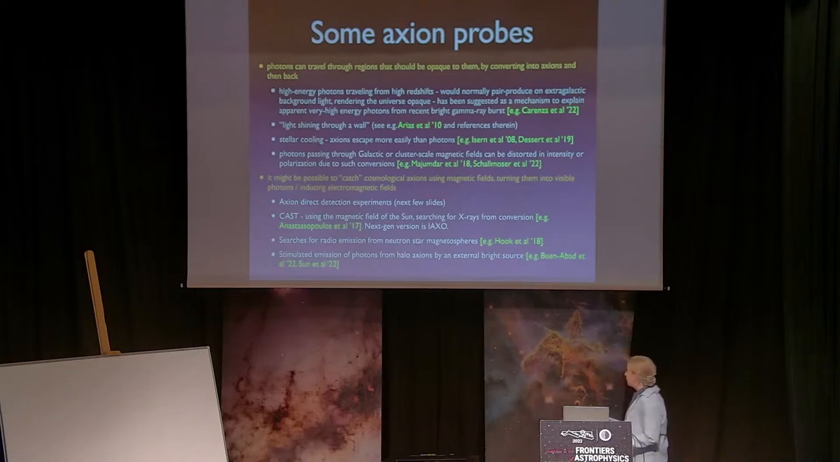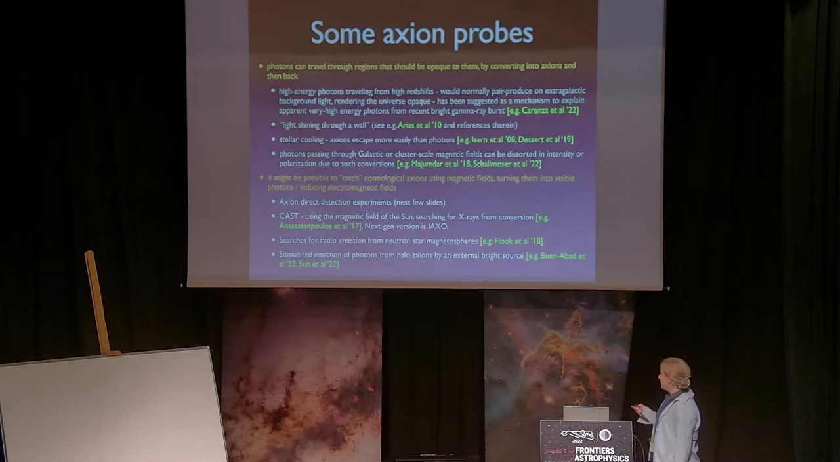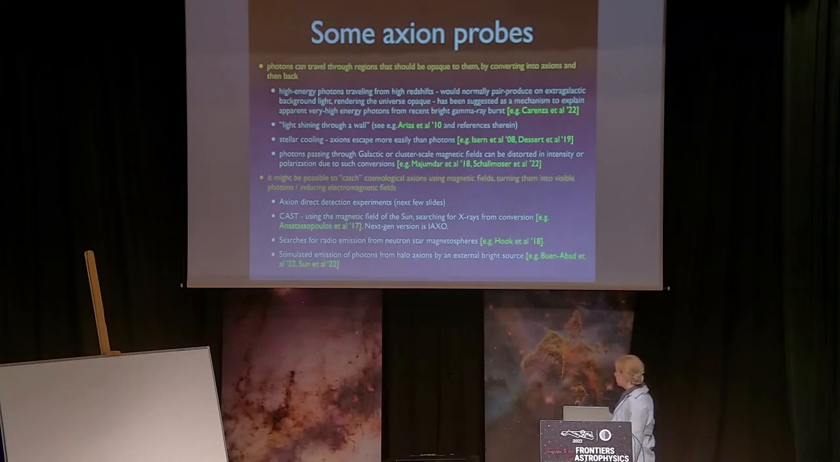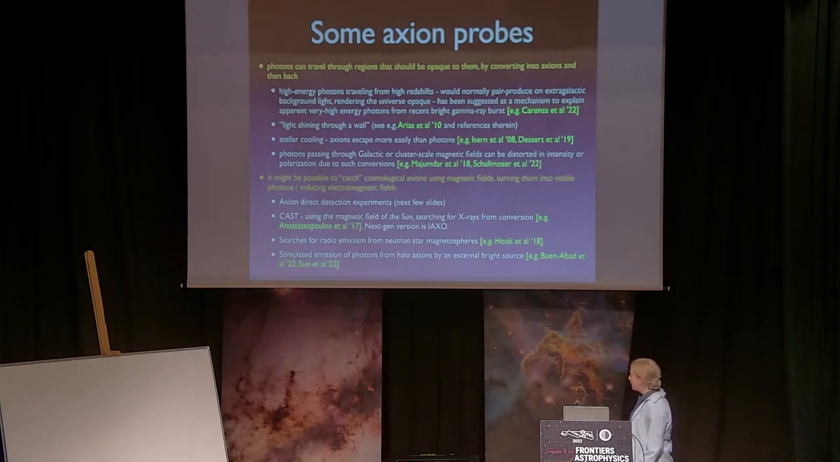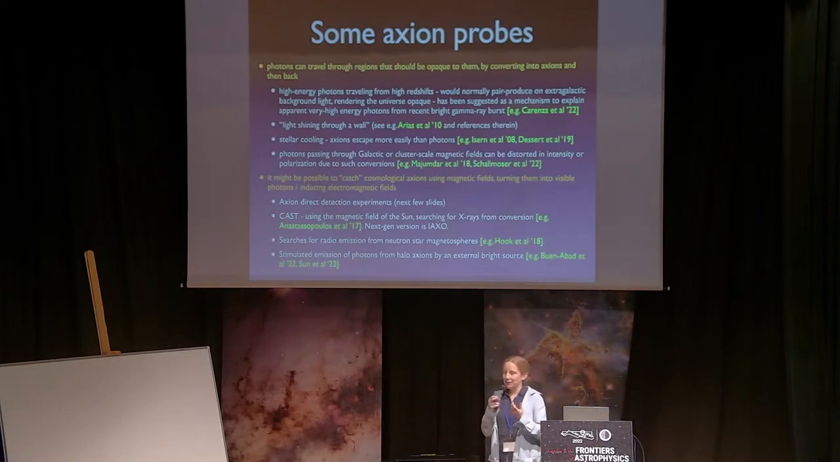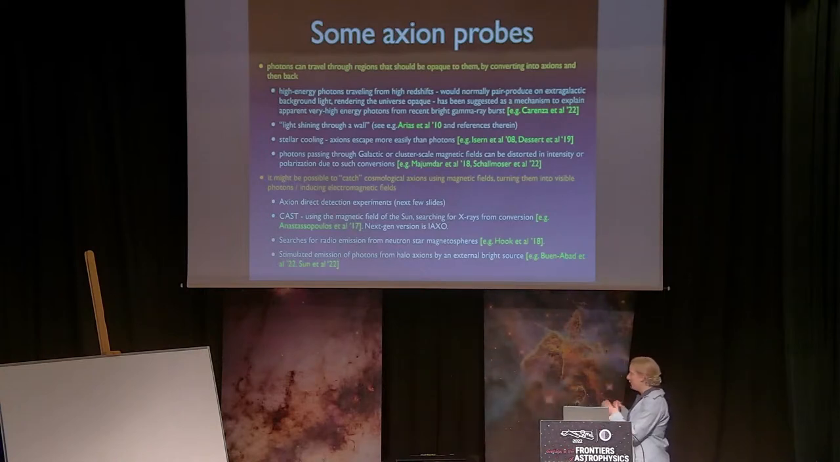The second class of searches looks for axion dark matter: you try to take the axion dark matter in the halo and turn it into something that you can see. So the CAST experiment uses the magnetic field of the sun and searches for X-ray photons made from axion conversion. You can look for radio emission coming out of neutron star magnetospheres. These have intense magnetic fields, and as dark matter axions pass through them, they could convert into photons. There's a neat mechanism that I learned about, or one of my students wrote a paper on it earlier this year, which is that if you have an intense source of photons, it can actually cause stimulated decay of the axion dark matter in the halo, and so that can potentially give you a signal. And so there are lots of interesting things that you can do with axion-photon conversion.